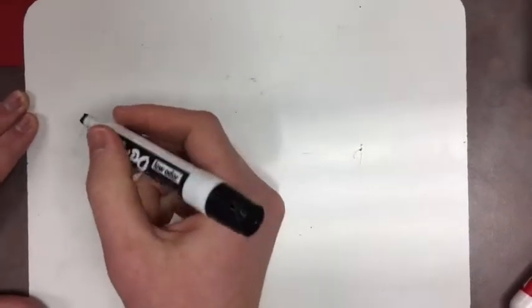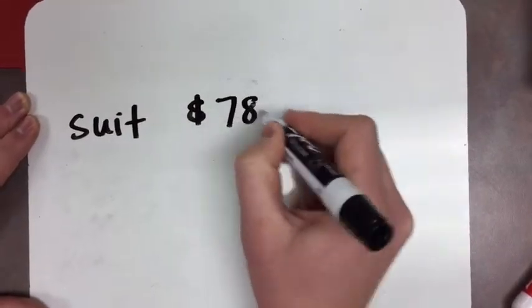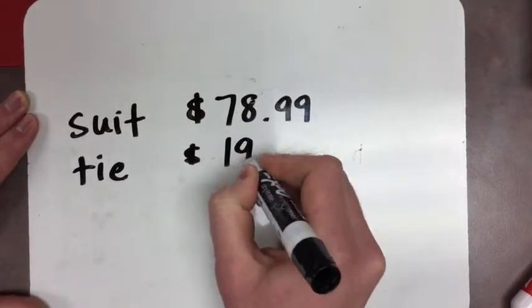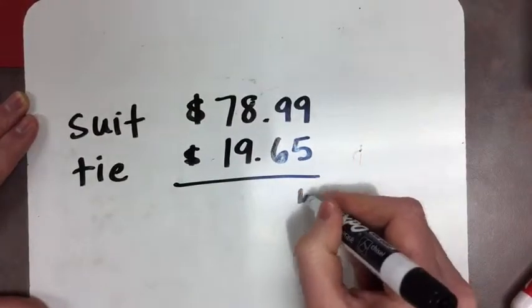All right, now that I have a story problem, I can look back and find out what that suit cost. The suit cost $78.99, and then I'll put down the cost of the tie. The tie was $19.65. So I know I need to add these, so I'm going to slow down the video.